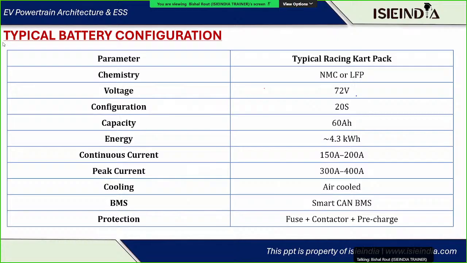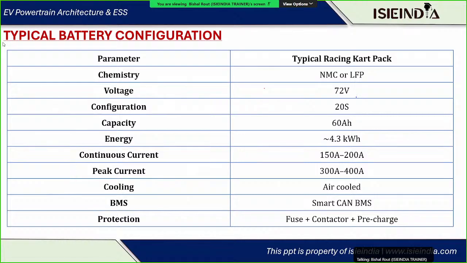I'm just giving you the ideal numbers that I saw the majority of competitors go with. Energy is 4.3 kilowatt hour, the continuous current they can provide is 150 amps to 200 amps, and the peak current is 300 amps to 400 amps. Basically, in the go-kart we are utilizing an air cooled system. We are not allowed to use liquid cooling systems.